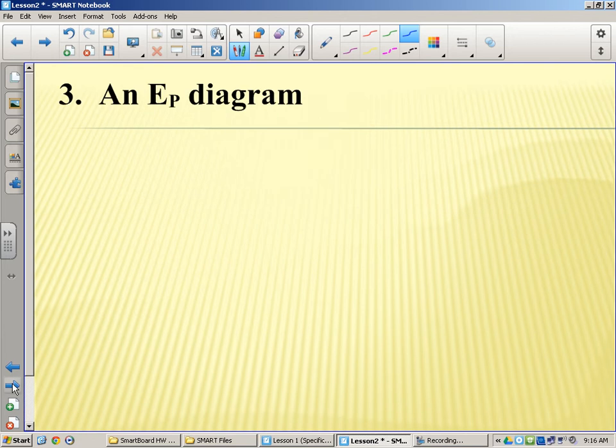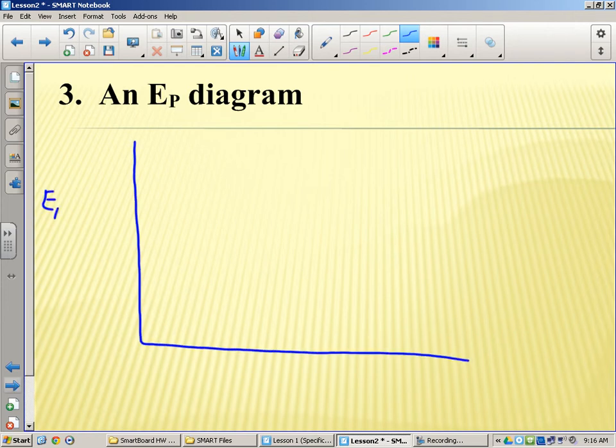The third one is what we call potential energy diagram. And a potential energy diagram looks something like this here. On the side here, we would put the potential energy in kilojoules. Now, all endothermic reactions will look like this. They start out lower, okay?